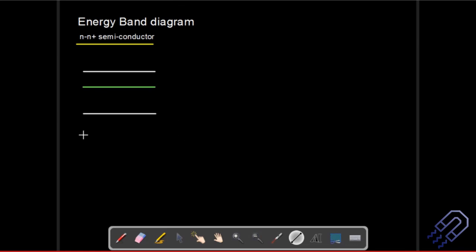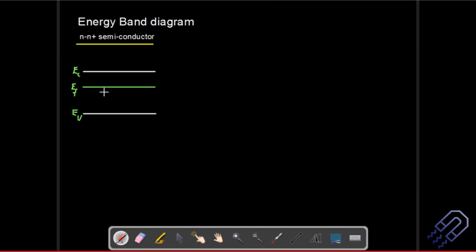So we have the valence band here. Just write it down as EV. These are all obvious, you already know, okay? And then this will be nothing but the Fermi level, EF, okay? And then this is nothing but the conduction level, EC.